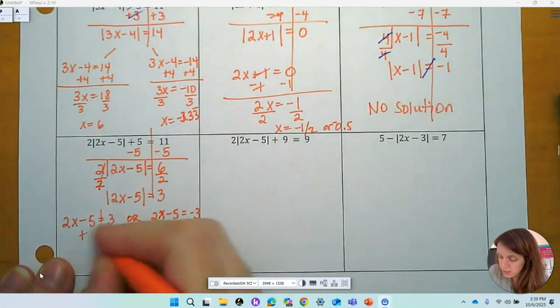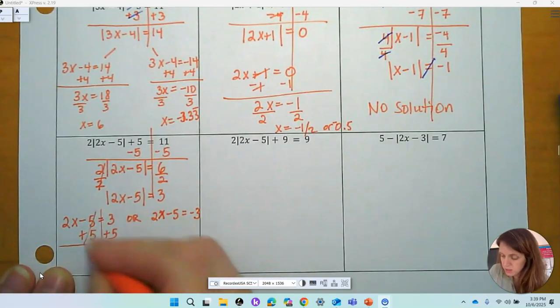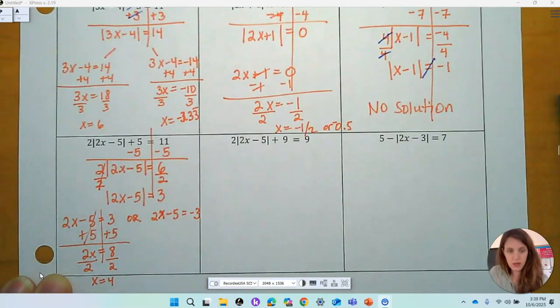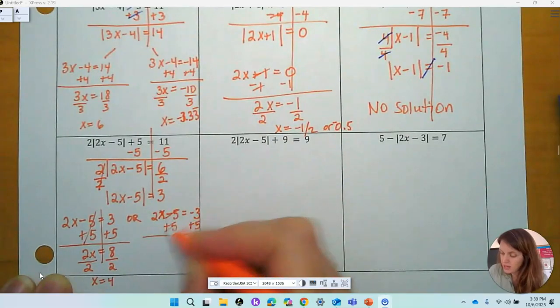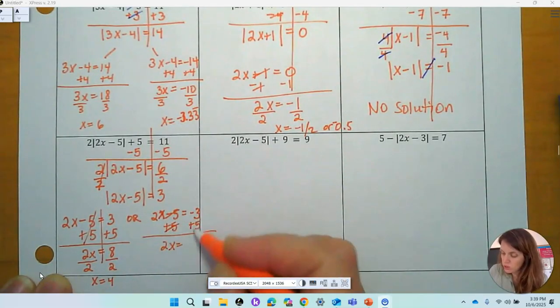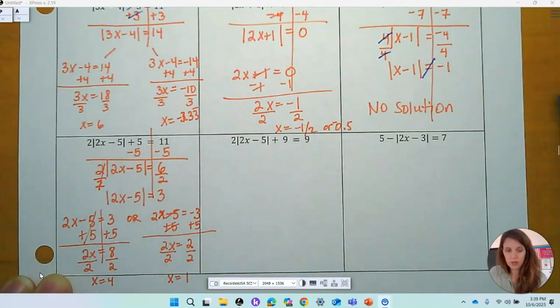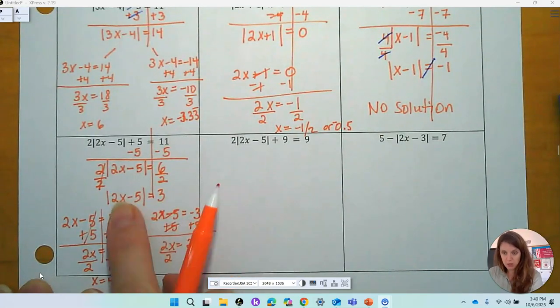All right, so I do plus 5, this is 8, equals 2x, and then I divide by 2. X equals 4. On the right side, I'm going to add 5, and I get 2x is equal to negative 3 plus 5 is 2, and I divide by 2, and I get x equals 1. I have 2 answers because I have a positive number that the absolute value is equal to.